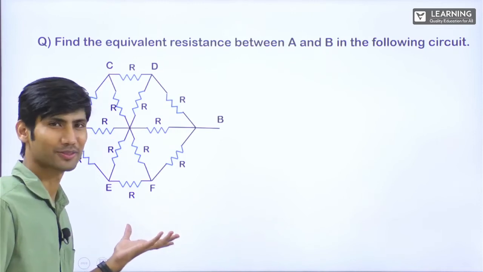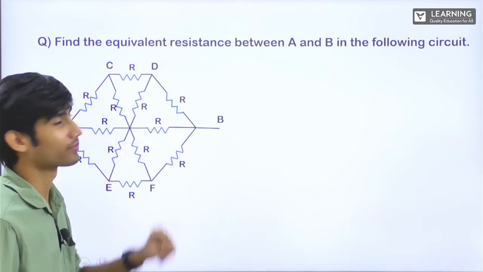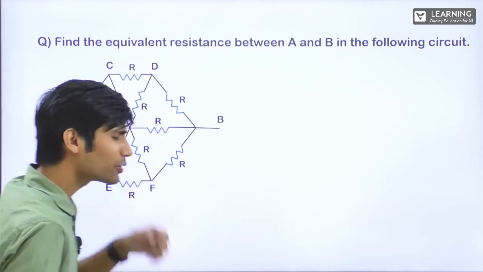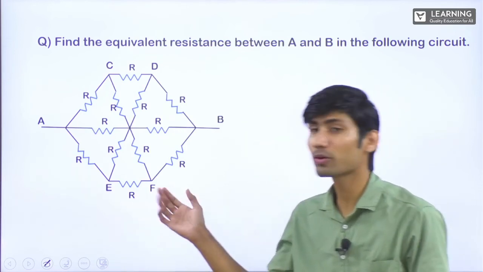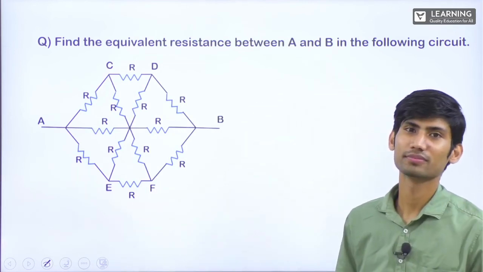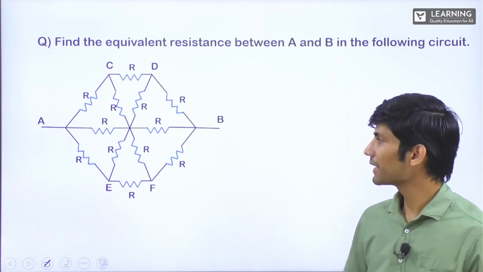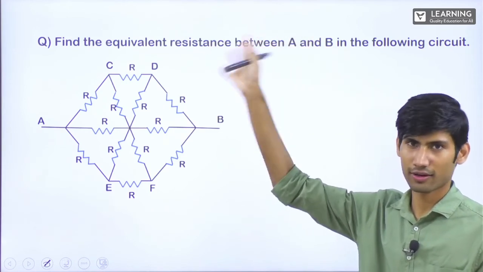Again, one more complex question. This is going to be the last question for today. Okay. Find the equivalent resistance between A and B in the following. Try it on your own. Just see whether you can do it or not. Try it on your own. Can you see any kind of symmetry here? All the resistances are R. Fine.